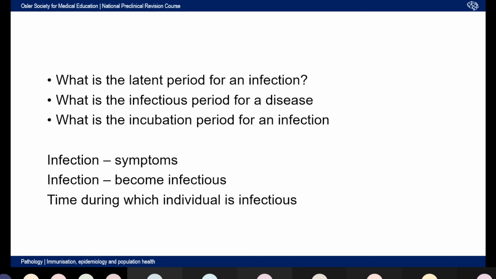Okay, and the final one would be the incubation period. I think that's where we were. Again, A, B, or C. So A, infection to symptoms, B, infection to become infectious, and C, time during which the individual is infectious.